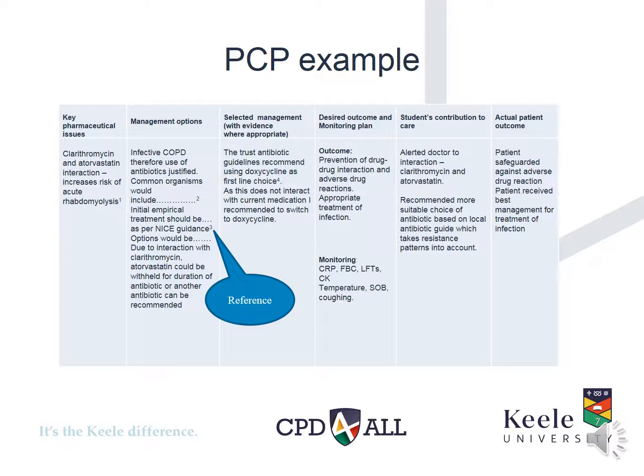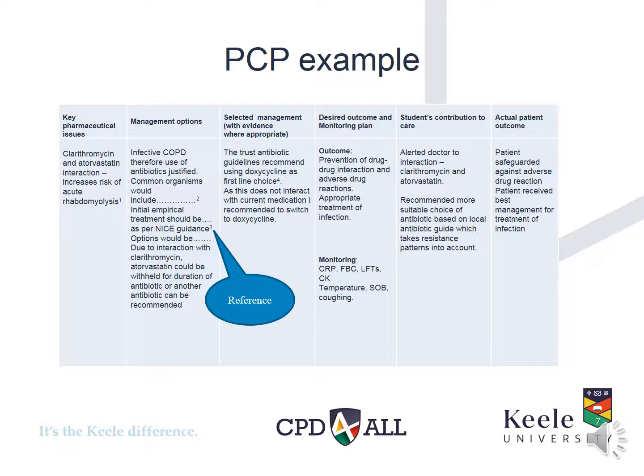Here you can see that the key pharmaceutical issue is the interaction. However, we've also indicated here what that interaction will put the patient at risk of. The management options, given the common organisms and what we can use to treat those, and then the options given, that would be to withhold the atorvastatin or to try another antibiotic. As you can see, this has all been referenced.